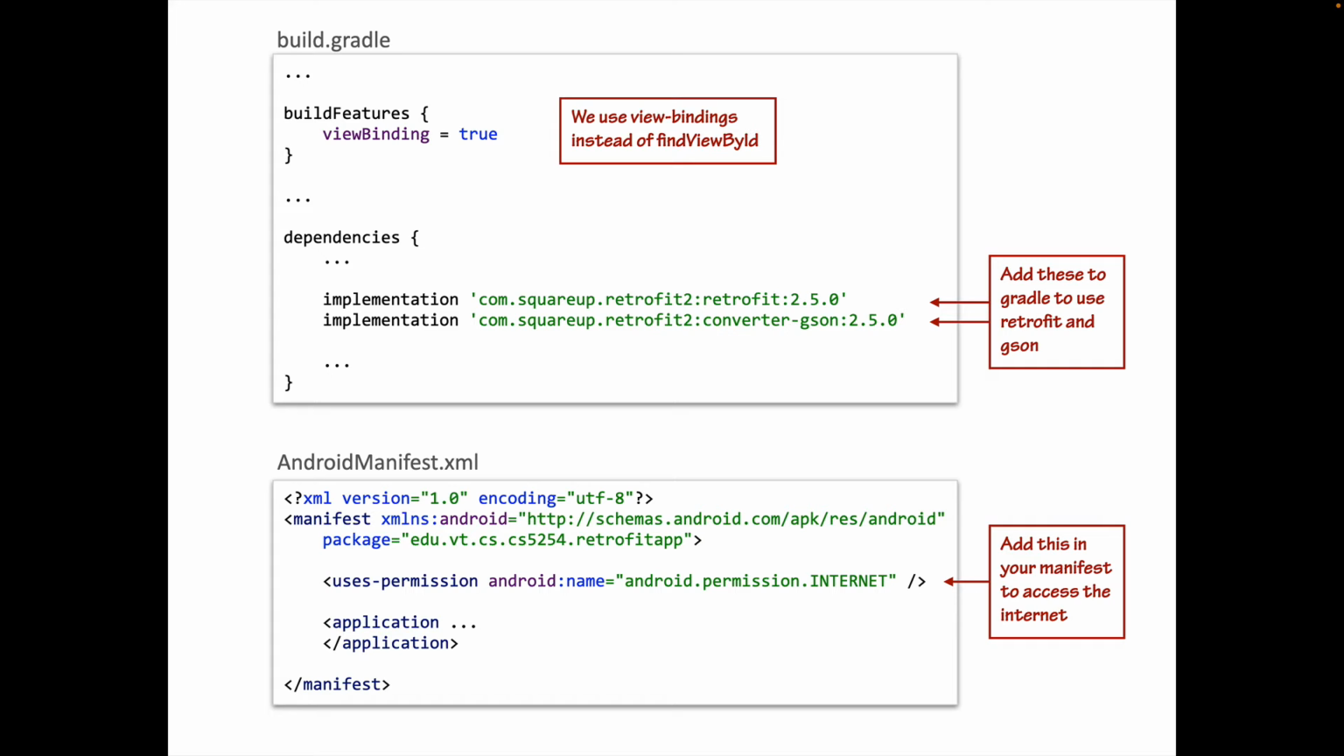To get started with our Retrofit application, we have to add the Retrofit libraries to our Gradle file. Since we're going to use view bindings, you also want to make sure that view binding equals true is in your build.gradle file. Finally, we're going to access information over the internet, so setting that permission in your Android manifest is also a good idea.